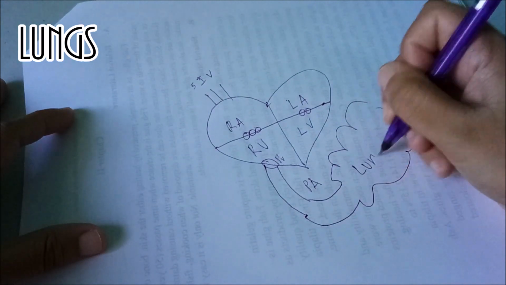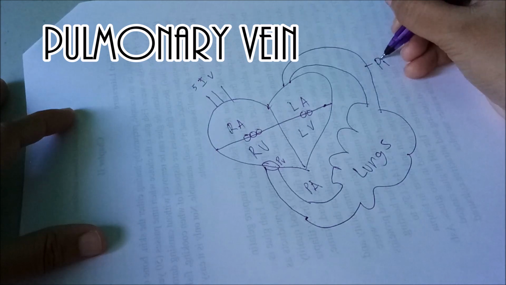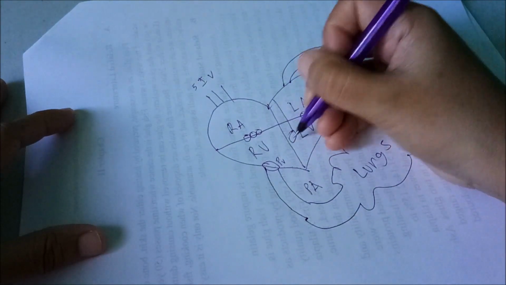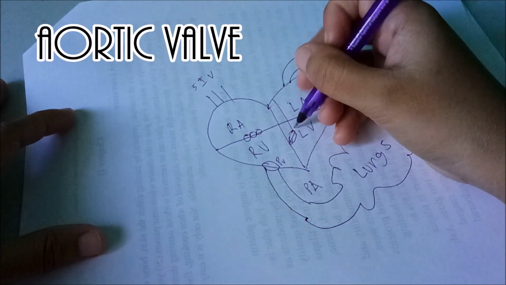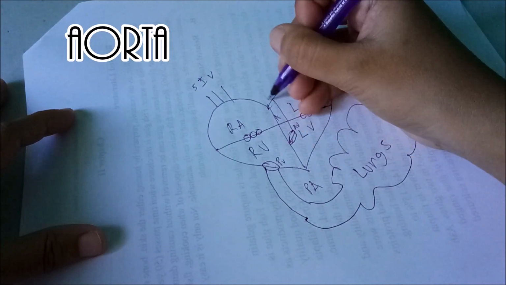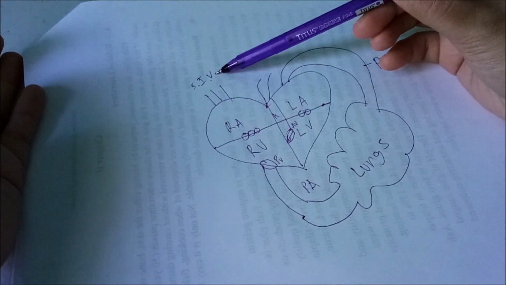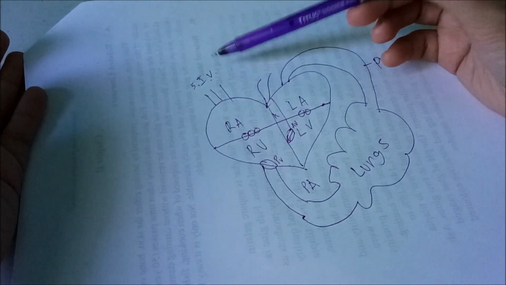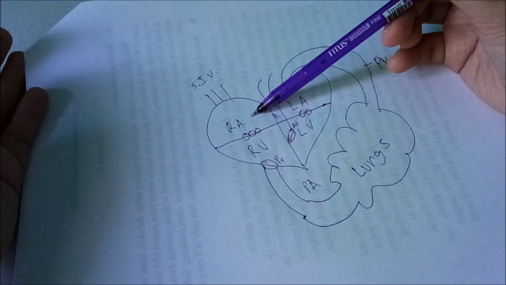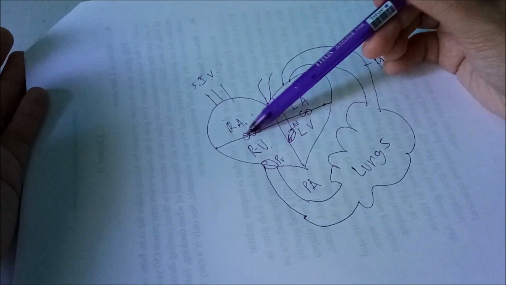Here we have the lungs. And here we have the pulmonary vein. Here we have another semilunar valve called the aortic valve. And this one is the aorta. So let's start the cycle. From the superior and inferior vena cava, poorly oxygenated or unoxygenated blood will go inside the right atrium. From the right atrium, it will enter the right ventricle via the tricuspid valve.